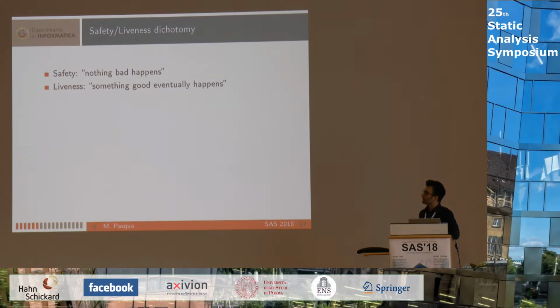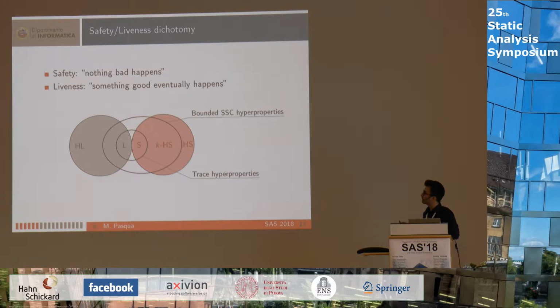It turns out that bounded subset closed hyperproperties comprise a lot of useful specification. In the classic setting of trace property, we have the well-known safety liveness classification. Safety means that nothing bad happens, and liveness means something good eventually happens. This concept is lifted to the hyper level, so we have hyperliveness and hypersafety, and clearly safety and liveness are special cases of these more general concepts. And we have that bounded subset closed hyperproperties comprise all k-hypersafety.